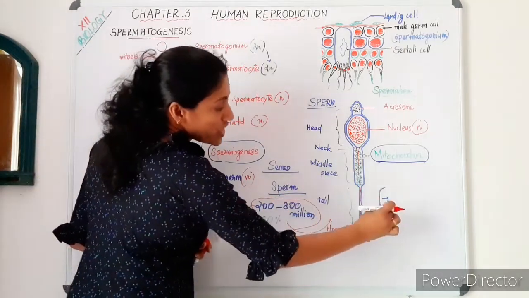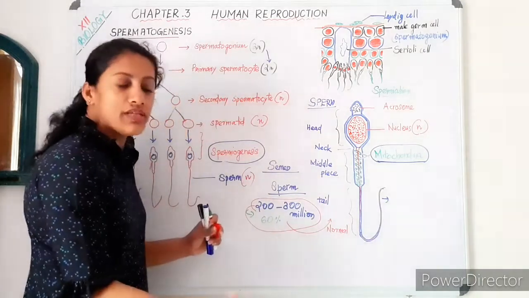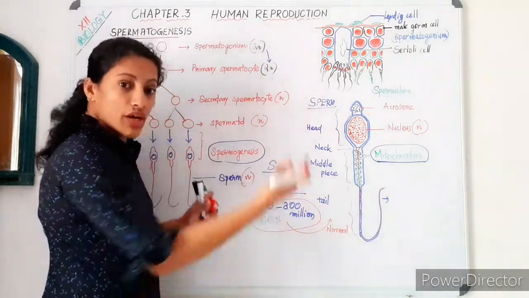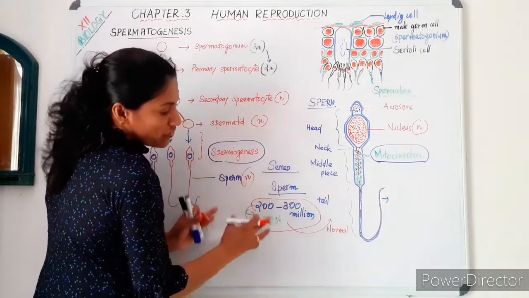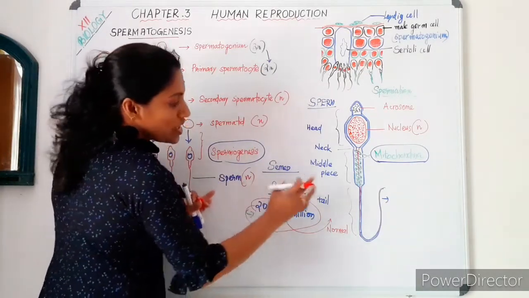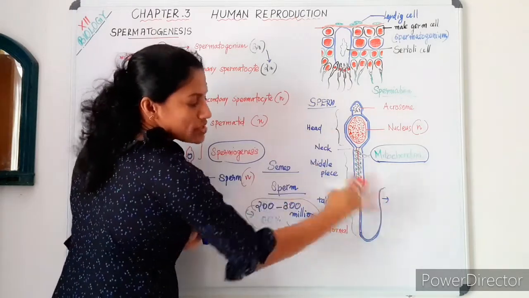This should have a tail. Sometimes there may be deformities. The sperms may be without a tail, without an acrosome. And 60% of the ejaculated sperms should be of normal shape, this way.